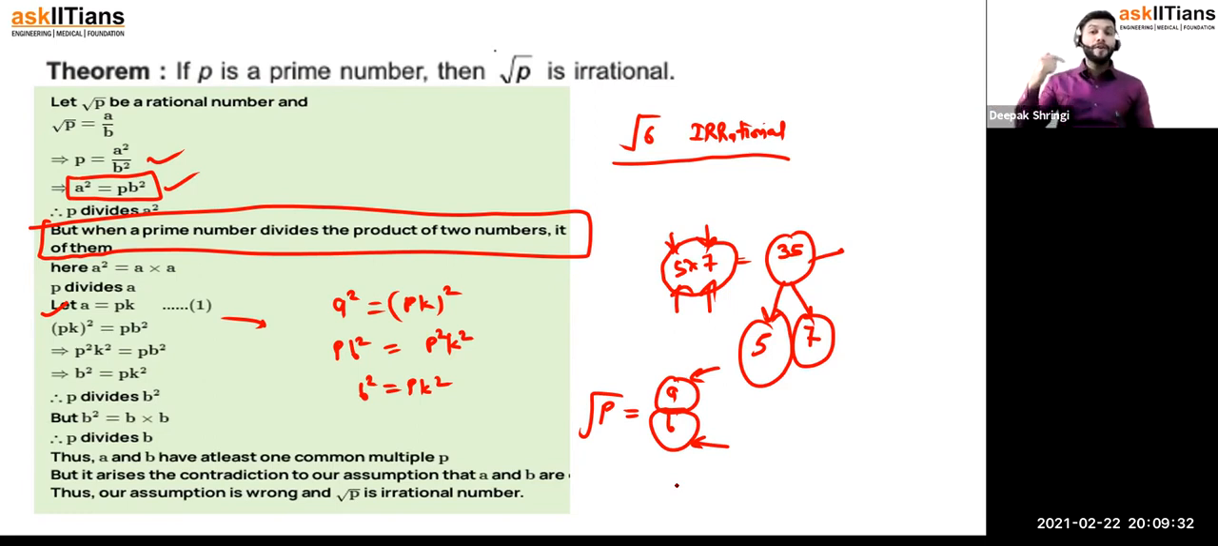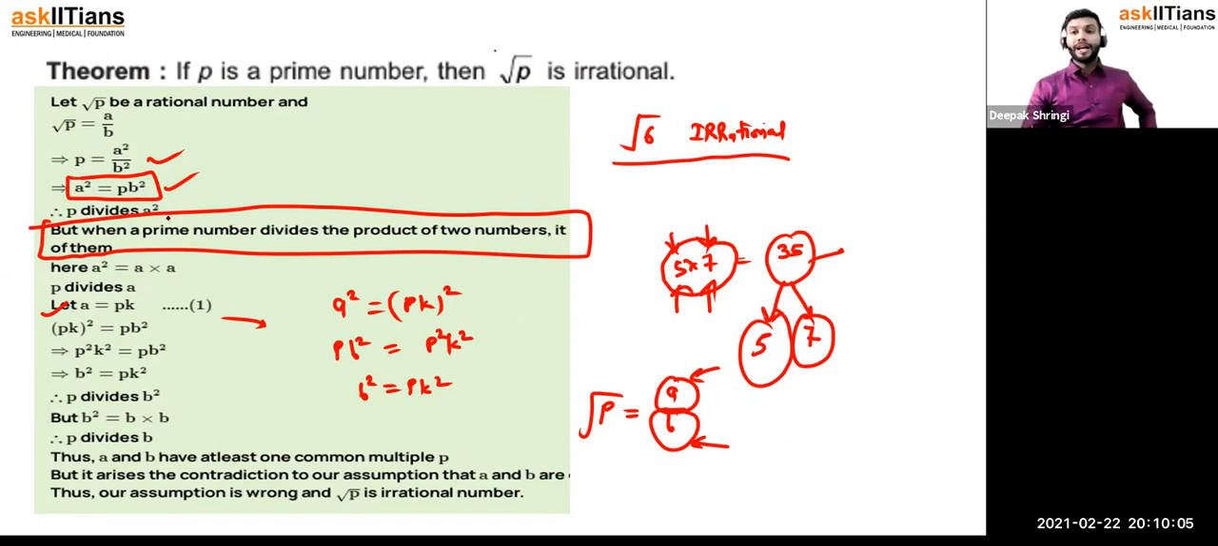That means whatever you have been assuming, it's not true. You have assumed that root P equals A by B. That's not true, man. That's absolutely wrong. The assumption is wrong. Why is our assumption wrong? Because we have just proved that A has a factor of P, B also has a factor of P, or rather I can say that P divides both A and B. That means P is a common factor of A and B. That means they are not co-prime. They have to be co-prime, right? Okay. So by the method of contradiction, we can say that whatever we have been assuming was not correct.